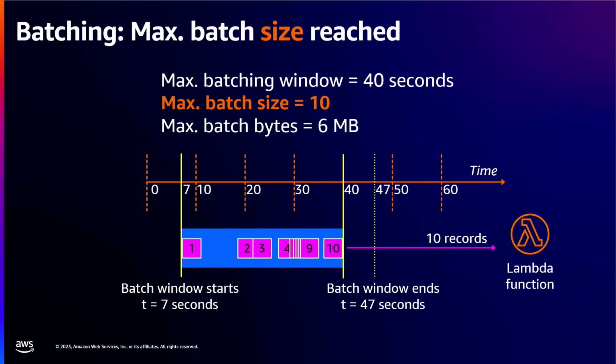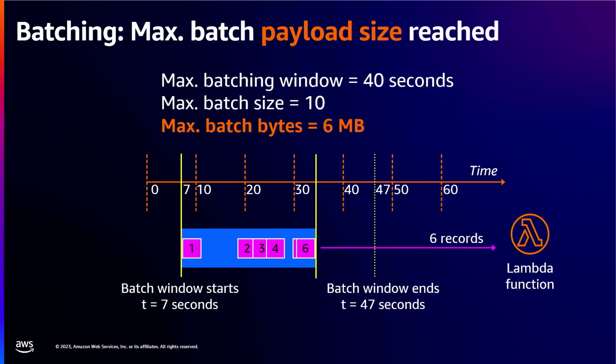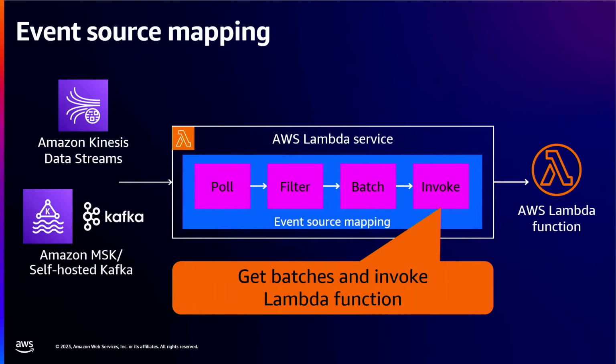In a second scenario, before the actual window ends, so in under 40 seconds, there are already 10 available records to send onto your Lambda function. You've configured 10 as your batch size, and so that's going to be sending 10 records onto your Lambda function. And then the third scenario, before the window has been reached and before the batch size has been reached, the payload limit size for Lambda has been reached, the maximum 6 meg, and so 6 records are then sent to your Lambda function. So hopefully that explains how the 3 different batching options work all together.